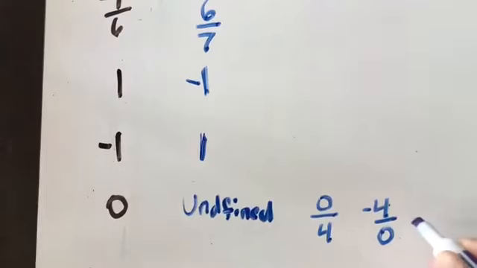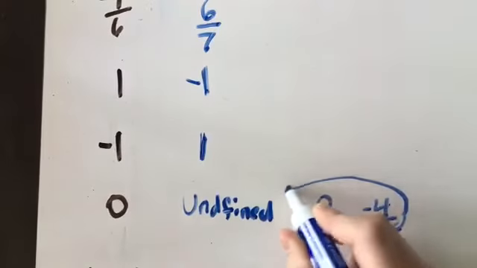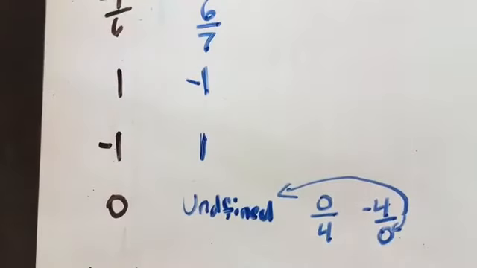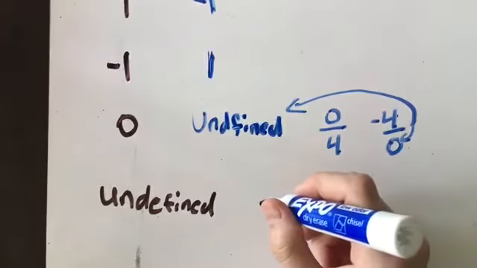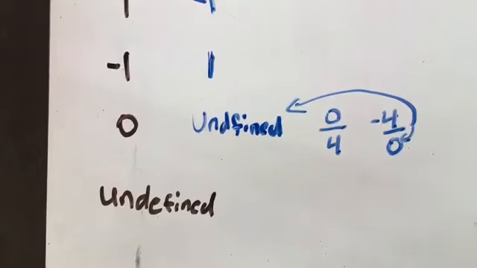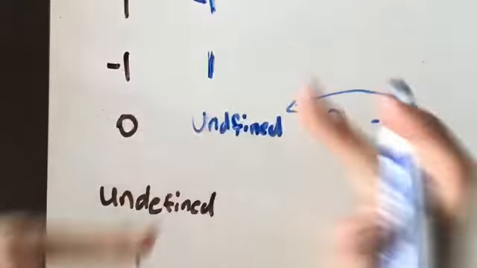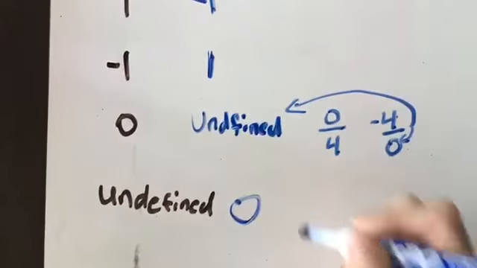Negative 4/0, you can't divide by 0, so it's undefined. The negative reciprocal of an undefined slope, right? What's going to intersect at a 90-degree angle with a vertical line? It would have to be a horizontal line, so slope of 0.